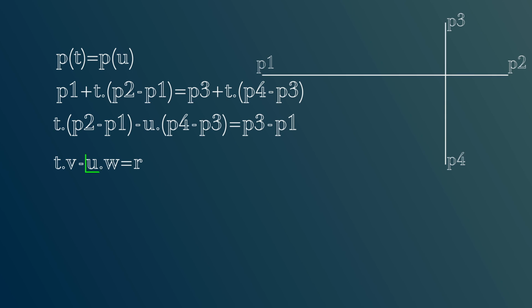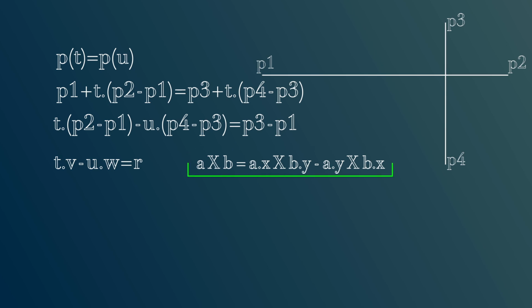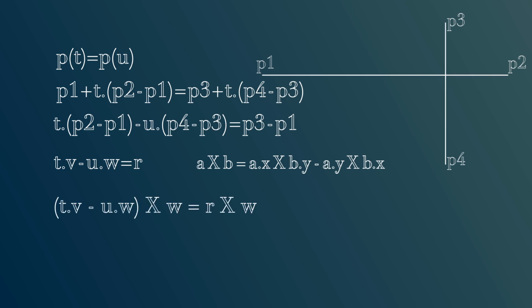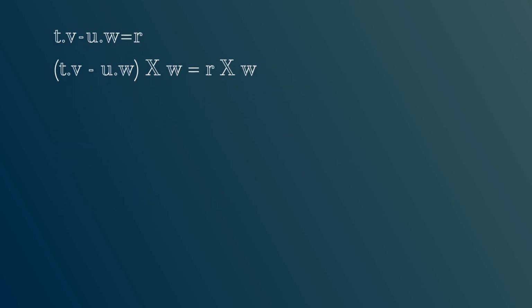But there's a neat vector trick to eliminate u immediately. We use the 2D cross product. In two dimensions, the cross product is not a vector, but a scalar, defined as this. We take the cross product of both sides of t·v minus u·w equals r with the vector w. Now let's do the step-by-step simplification.